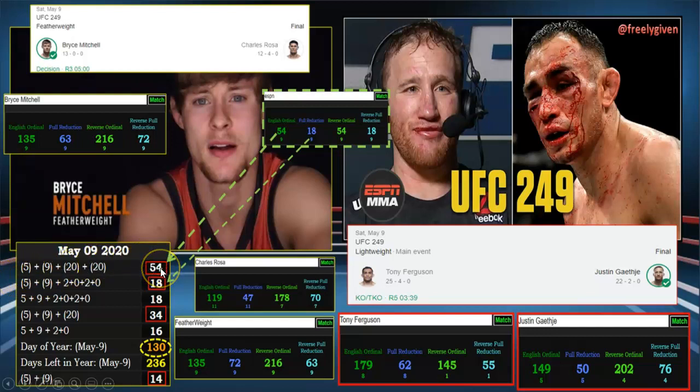5/9/2020. That's 54 when you add that together. 5/9 plus 2, 0 plus 2 plus 0 is 18. That's 54. That's 18. The other version of this is 34. This is the 130th day of the year. And the last version that I most of the time look at is just the month and the day, which is 5/9. That's 14.